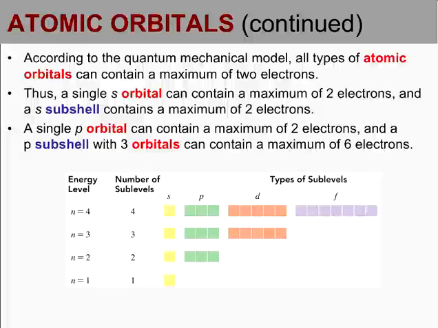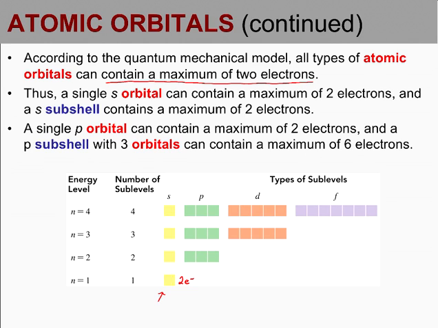Now, to continue our discussion of atomic orbitals, according to the quantum mechanical model, all types of atomic orbitals can contain a maximum of 2 electrons. So down below in our chart, if we look at the 1s orbital, that can hold 2 electrons. So I'm just going to put a 2 and a little electron symbol next to it.